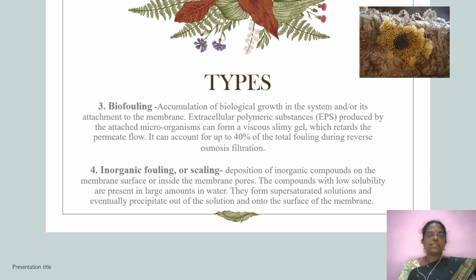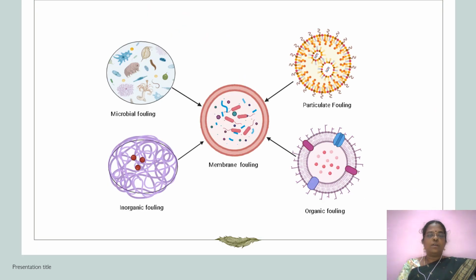Type 4 is inorganic fouling, or scaling. As we know, our water contains a lot of dissolved substances, especially groundwater. When these are filtered, the water contains a lot of low-solubility salts. What happens when they are filtered? They get supersaturated, eventually precipitate out of the solution, and get deposited on the surface. We generally call this scaling. In the picture, here we have inorganic deposits, right? Inorganic fouling could be represented this way.